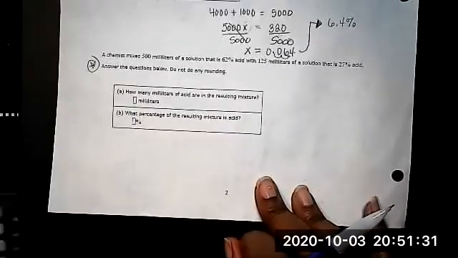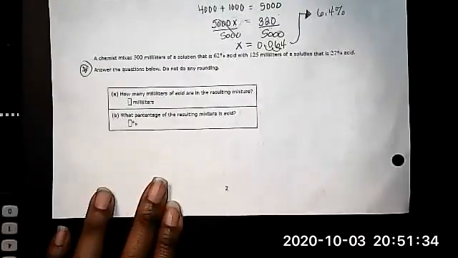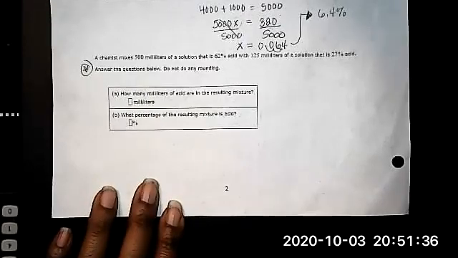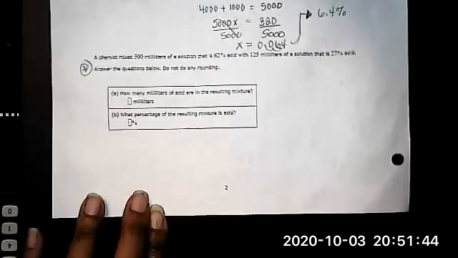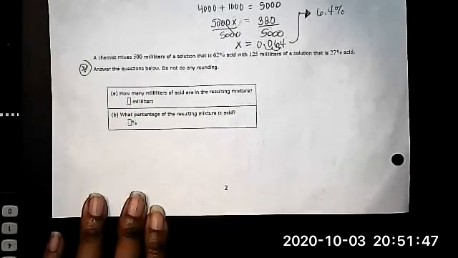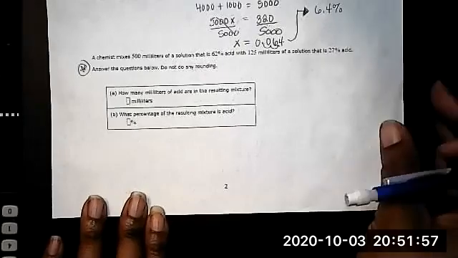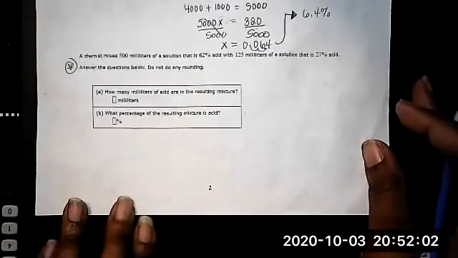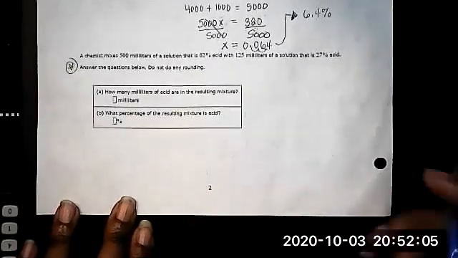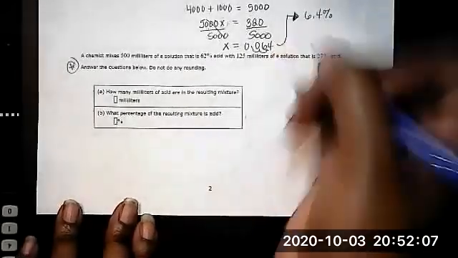Question. A chemist mixes 500 milliliters of a solution that is 62% acid with 125 milliliters of a solution that is 27% acid. So you're answering the question: how many milliliters of acid are in the resulting mixture? I do this a little differently from the way Alex shows you, but you'll still get the answer here, and I'm going to show you how to do that, okay?